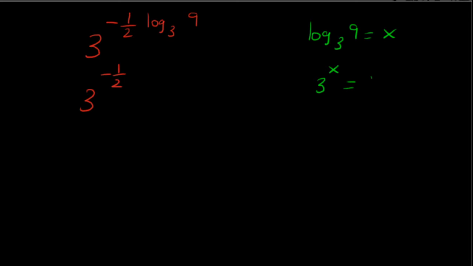Let's start with the first example. I have 3 raised to the negative 1/2 log base 3 of 9. So I'm going to first evaluate log base 3 of 9. The way I should think about this is, let's say this is equal to x. 3 to the x is equal to 9. What exponent will this be? Well, clearly this has to be 2. So log base 3 of 9 is going to be replaced with 2.